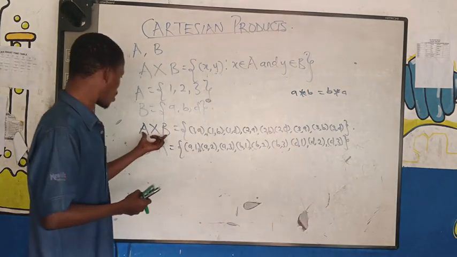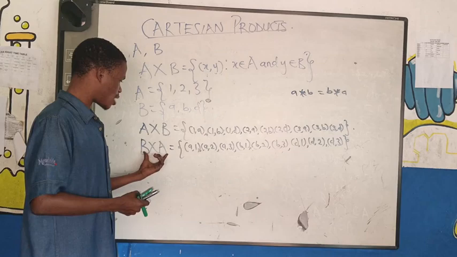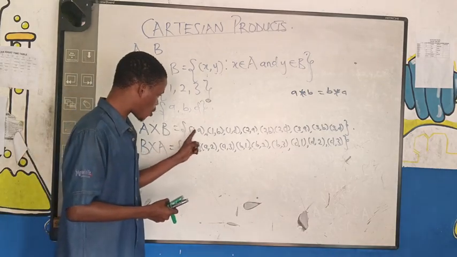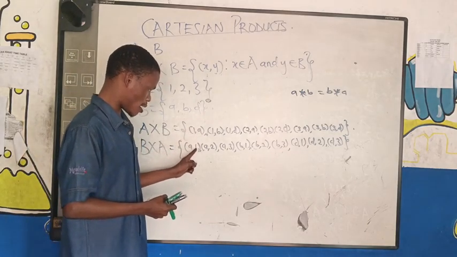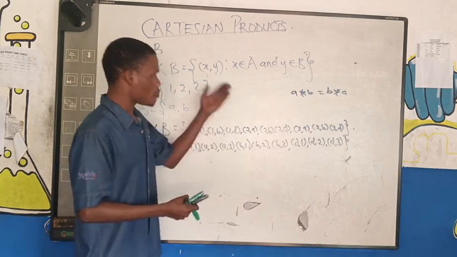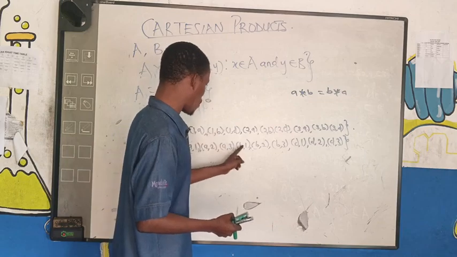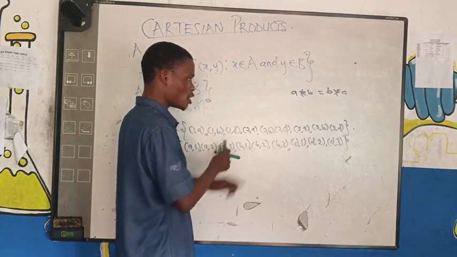Let's assume A cross B gives us the same thing as B cross A. Now, as this one is 1 comma A, this one is 1 comma A, and in fact, maybe here we now have a B comma 1. Let's assume this one is 1 comma B. The order does not matter.